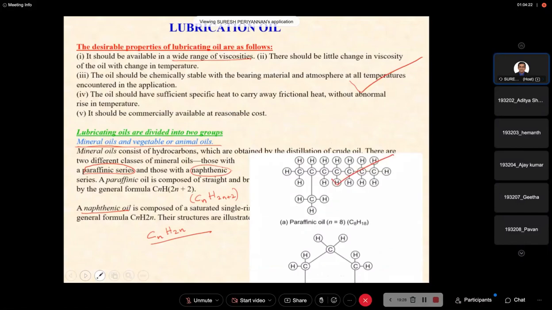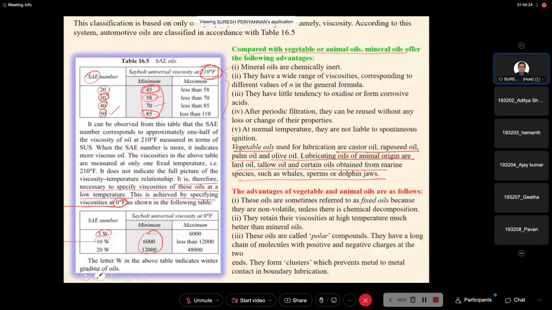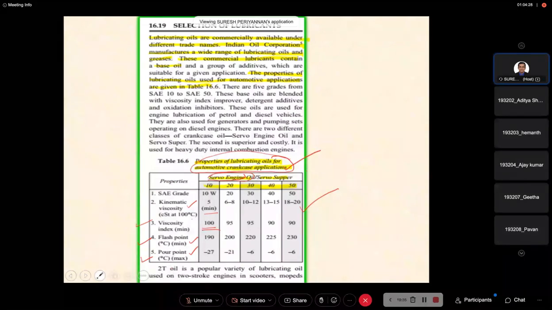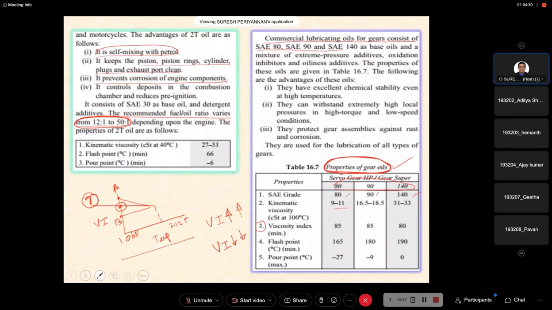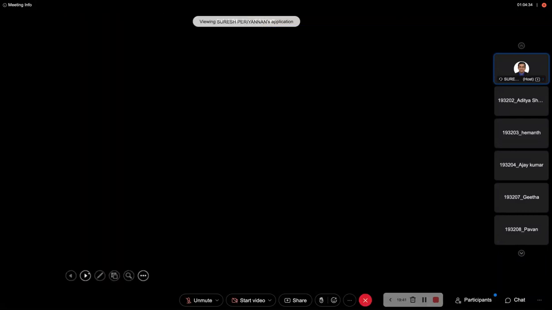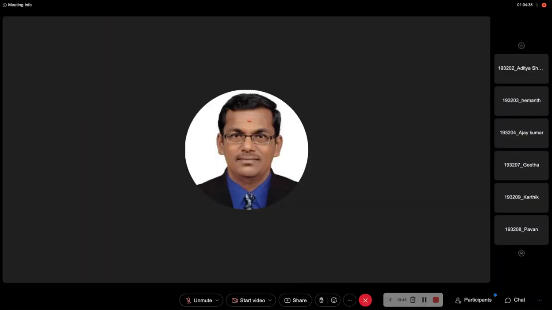Now I come to today's topic. Whatever we planned in the last class, we execute today. We are now going to rolling contact bearings. Are you clear? Any doubt in the sliding contact bearing, guys, please? Clear, sir. Okay.